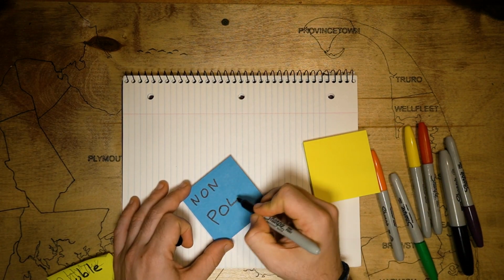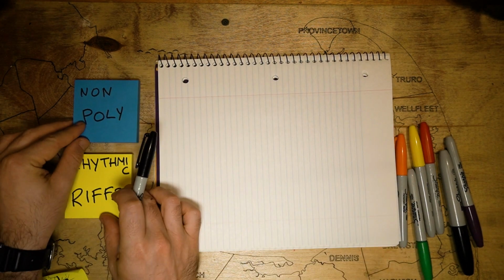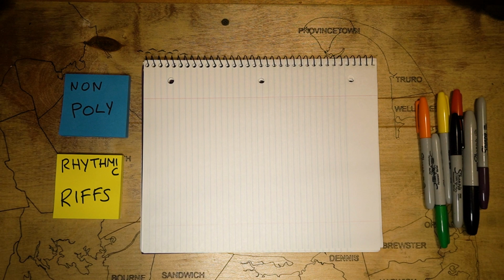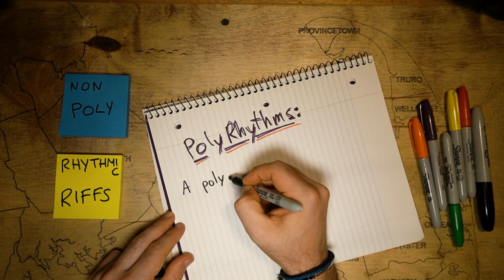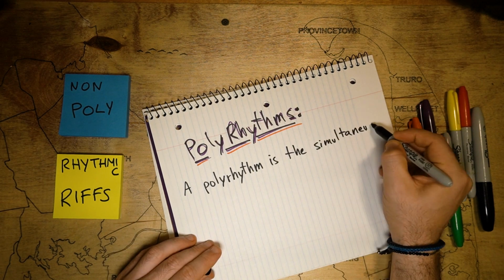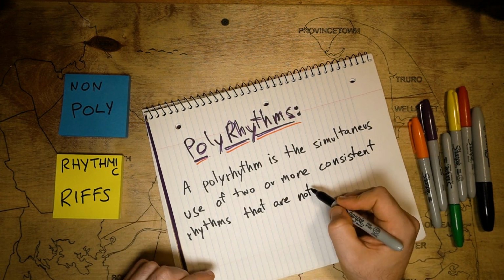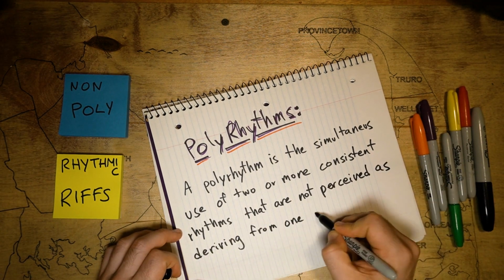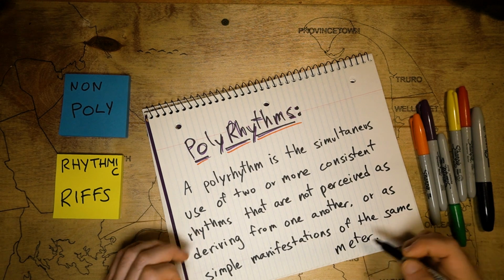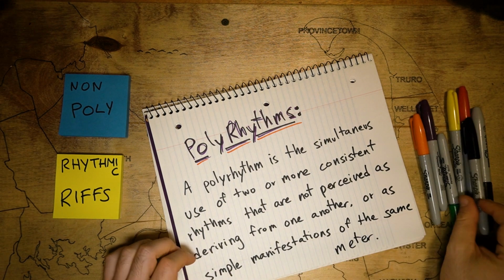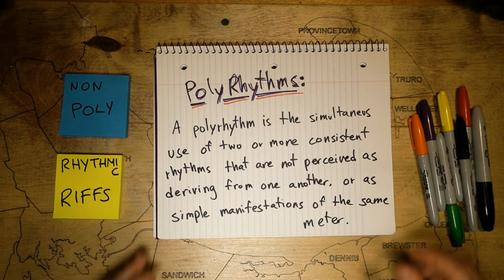I've gotten a few requests in the comments regarding these two specific Opeth songs, so I'm going to start with them. First things first. Definitions. A polyrhythm is the simultaneous use of two or more consistent rhythms that are not perceived as deriving from one another or as simple manifestations of the same meter. So to make sure we're all on the same page, today's riffs are not polyrhythms.